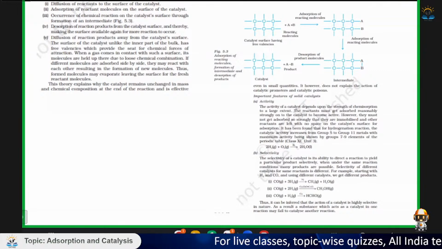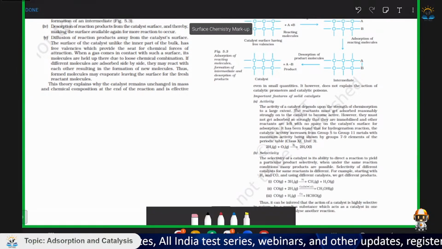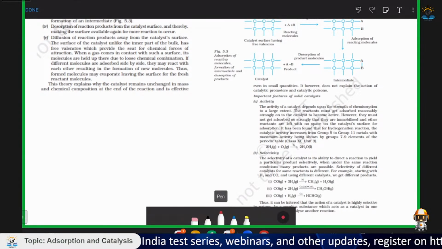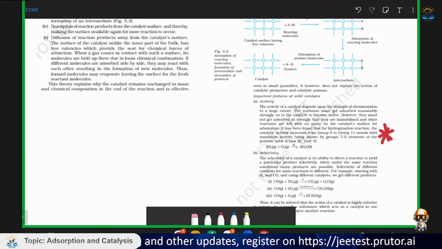It has been found that for hydrogenation reaction, the catalytic activity increases from group 5 to group 11 metals, with maximum activity being shown by group 7 to 9 elements of the periodic table. Yes. No question has been asked on this so far, so there is a chance that it may be asked in Mains.